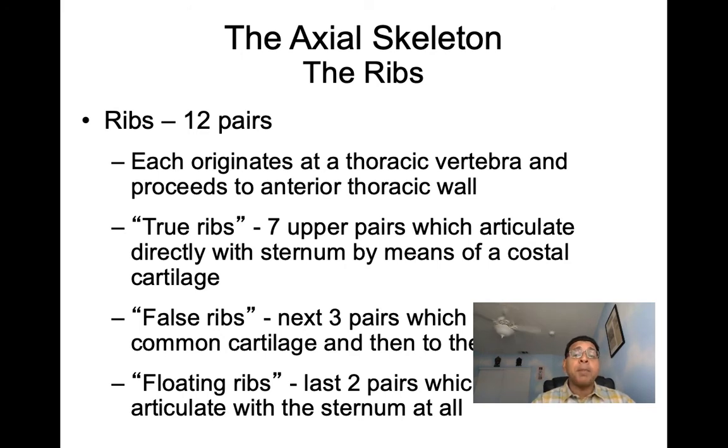The next 3 pairs are called the false ribs because they attach to the sternum by a common cartilage. And then the last 2 pairs are called floating ribs. They're called floating ribs because they do not attach to the sternum at all.